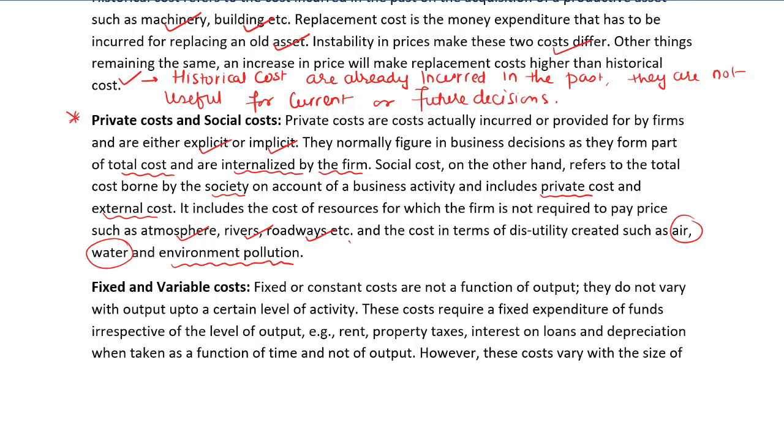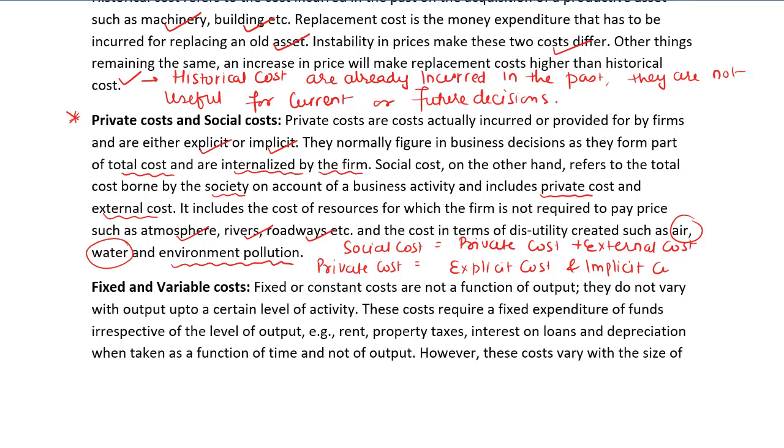So you can write over here: social cost equals private cost plus external cost. For private cost, you can write explicit cost and implicit cost.